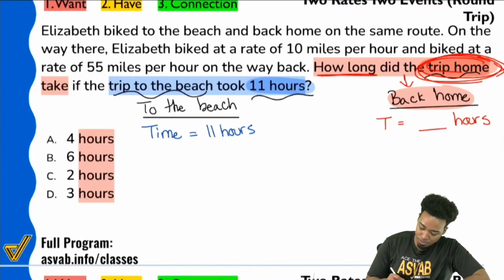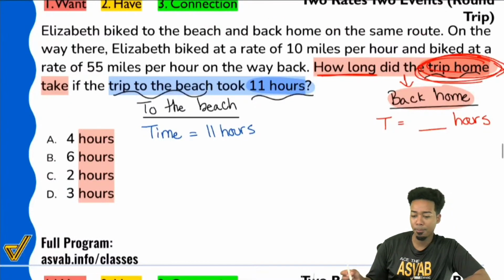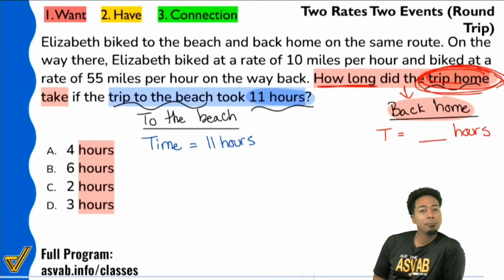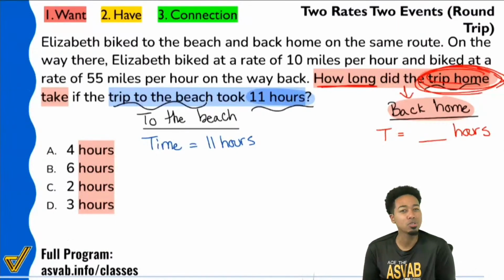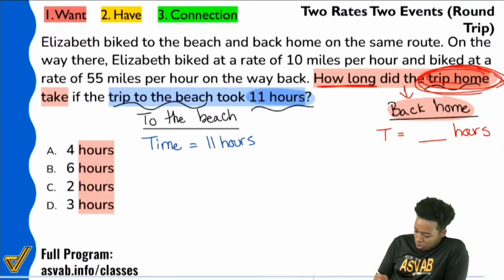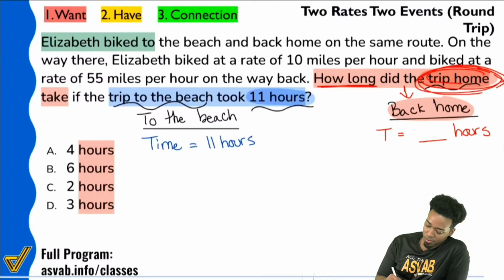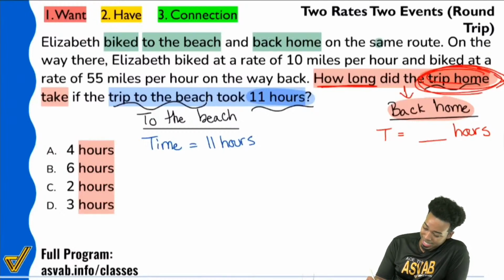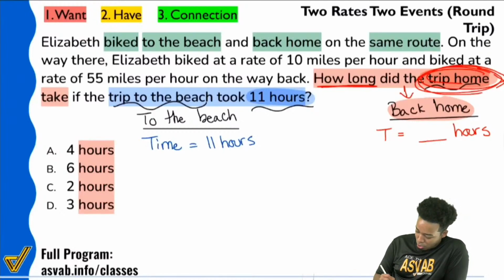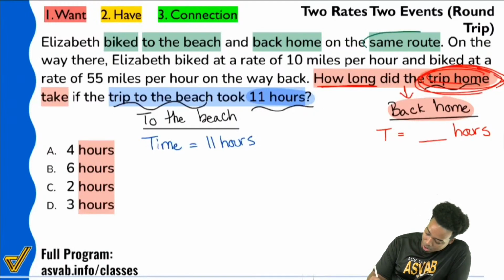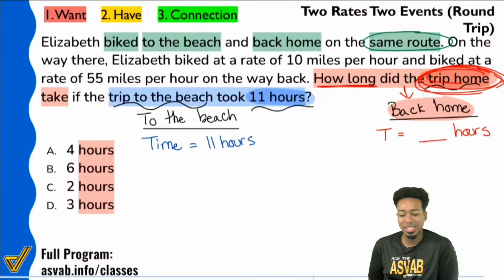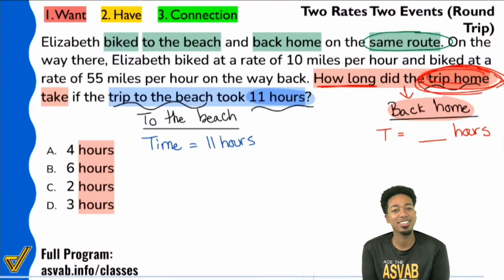It says here, Elizabeth biked to the beach and back home on the same route. Everyone, what might that mean to you? What might that hint at? What might that make it easy to assume? What could we discern from this right here? So, biked to the beach, back home, same route. I'm going to circle that right there. Same route. What does that give away?